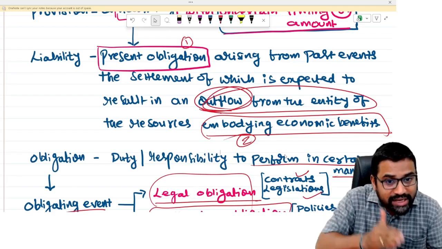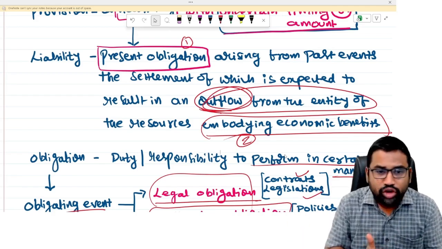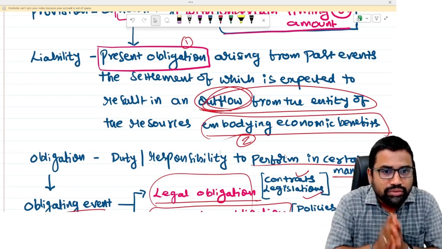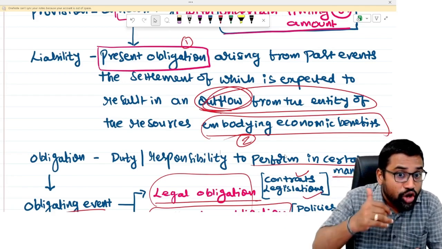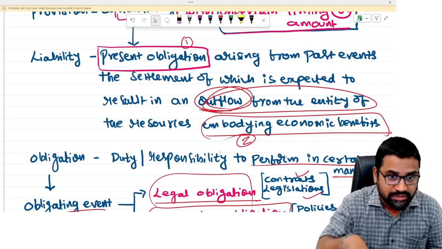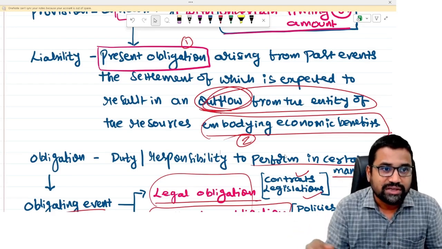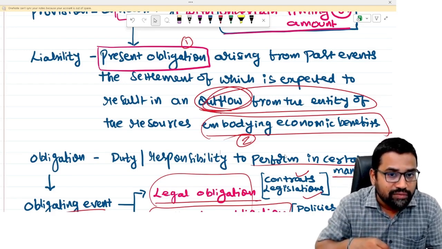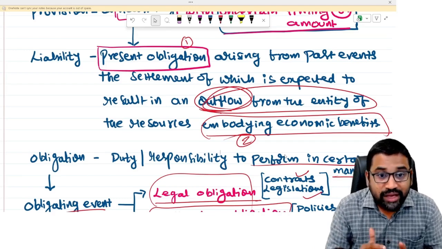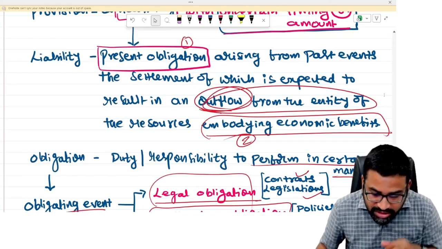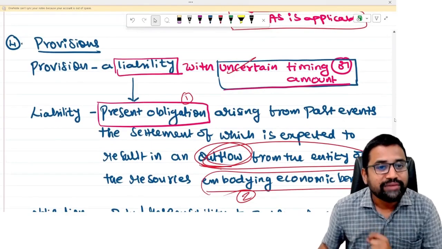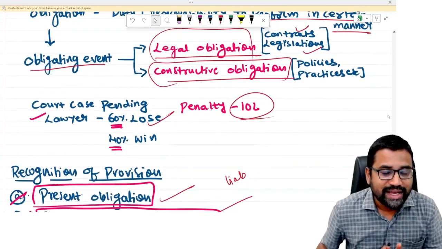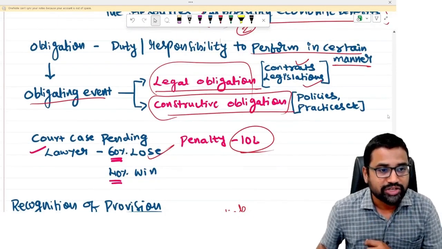And does this obligation result in outflow of resources? Yes. You have to appoint labor, you have to do repairs, you have to replace certain items. So there is a cost. So it is not necessarily enough that there should be an obligation. It must result in outflow of resources. Sometimes there is a present obligation, but it does not result in any outflow of resources. Then ignore it. It is not a provision. So first of all, it should be liability. Liability with uncertain timing and amount is called provision. And why does this obligation arise? Because of a legal obligation or constructive obligation.